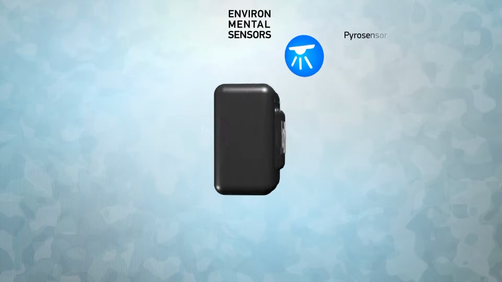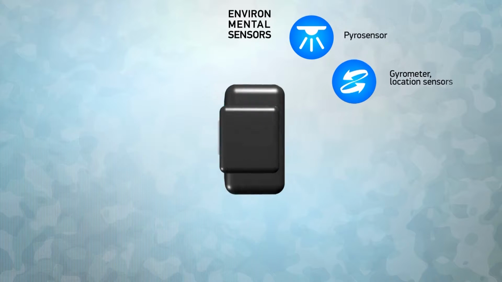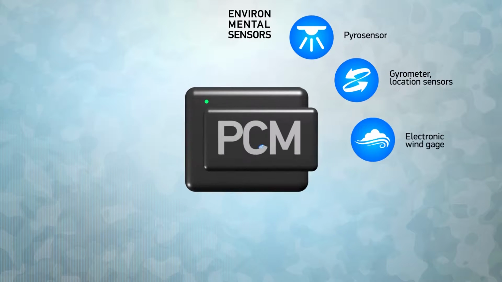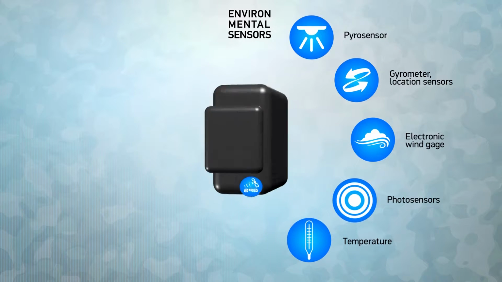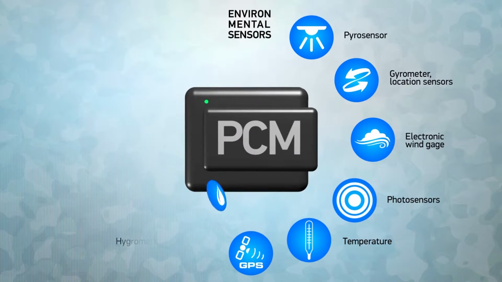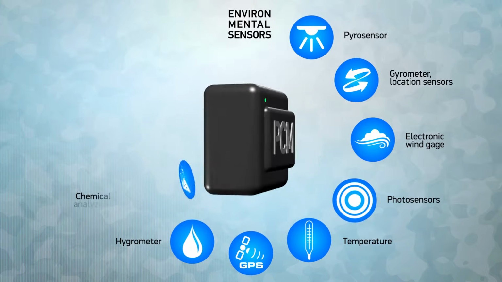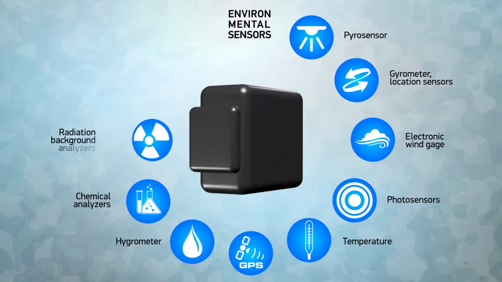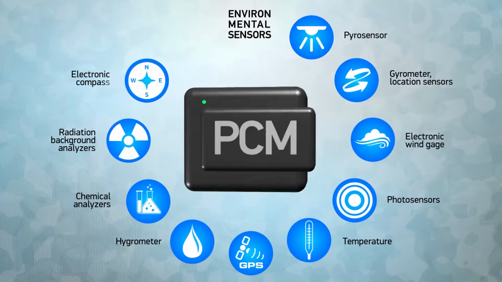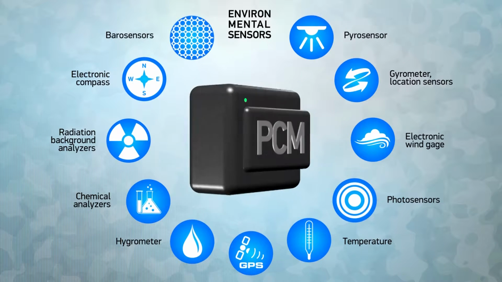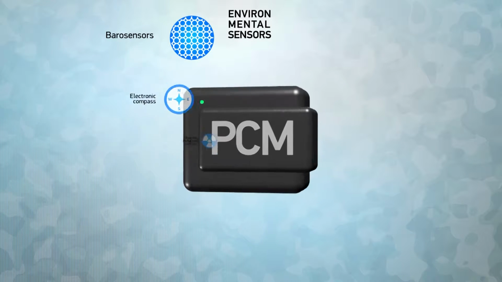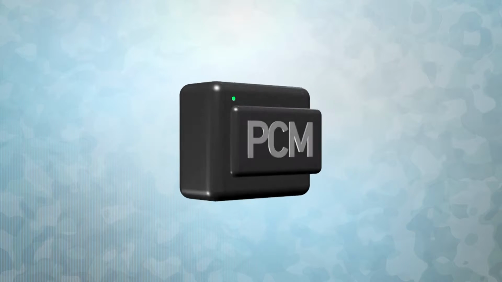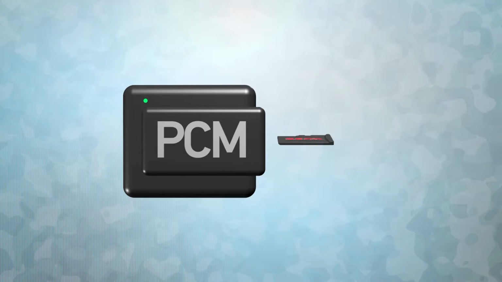PCM also obtains data from environmental sensors: pyrosensor, gyrometer, location sensors, electronic wind gauge, photosensors, temperature, GPS, hydrometer, chemical analyzers, radiation background analyzers, electronic compass, pyrosensors. The total data obtained from the sensors allows getting complete information as for a battle situation. Data gathered by the system is also stored on a backup removable media device.